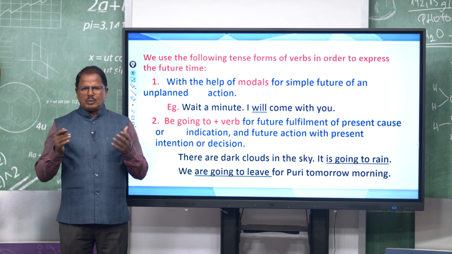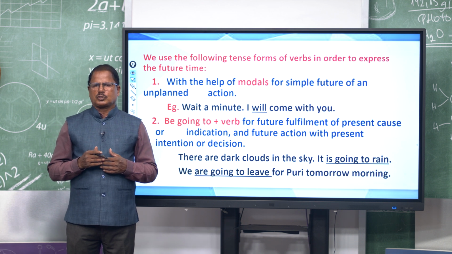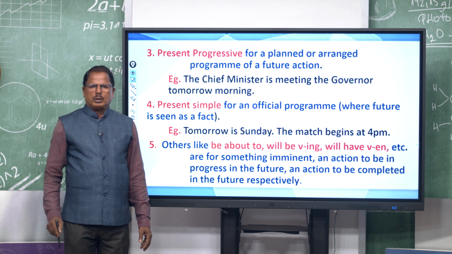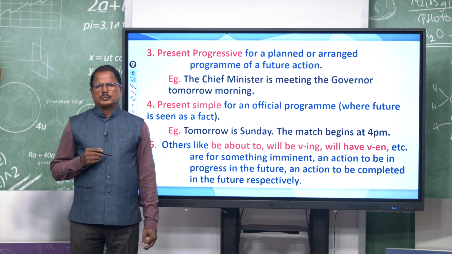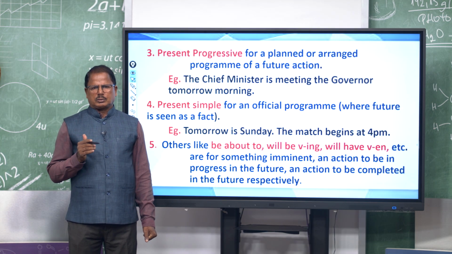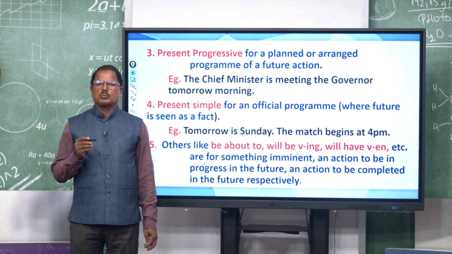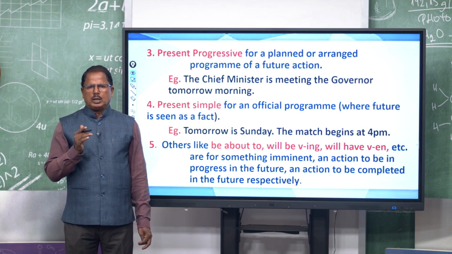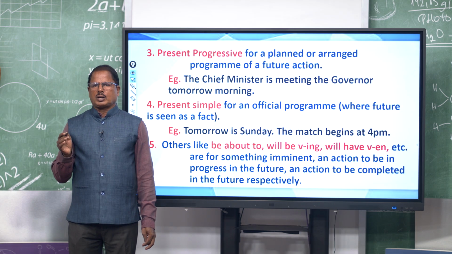We are going to leave for Puri tomorrow morning, planning, personal planning. We are going to leave for Puri, right. Now, you see the present progressive for a planned or arranged action. The chief minister is meeting the governor tomorrow, the arrangement has already been done, right. Present simple for an official program.